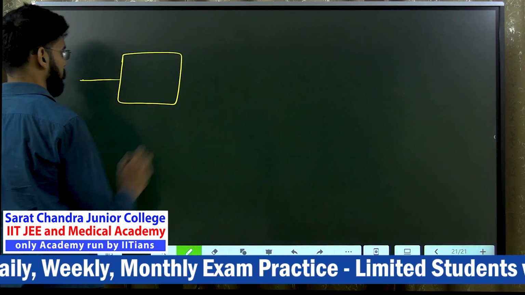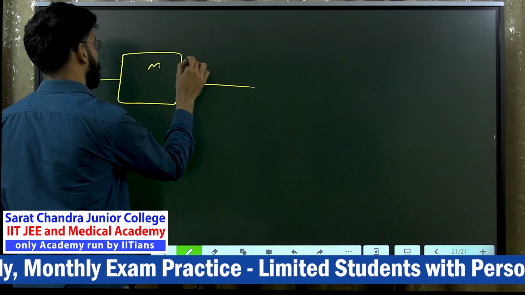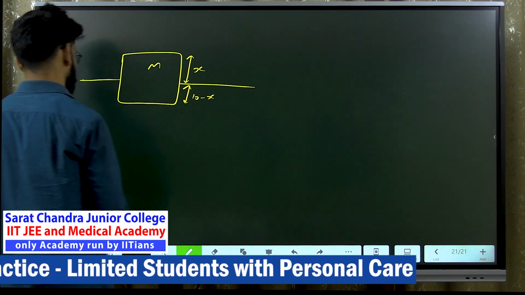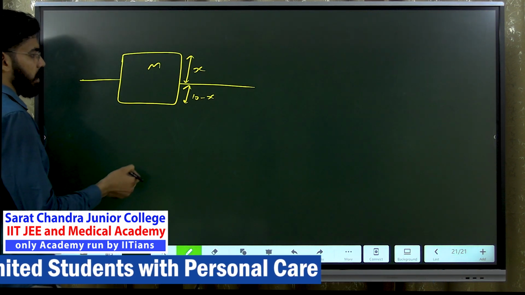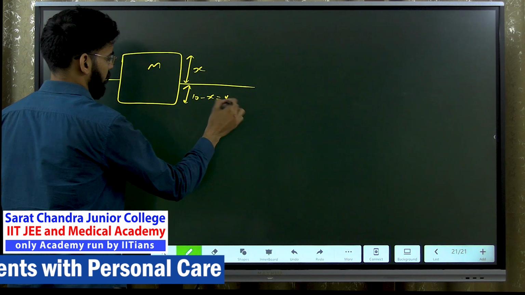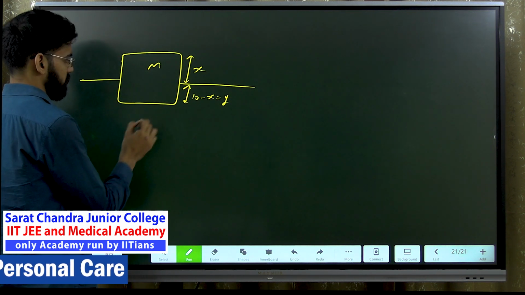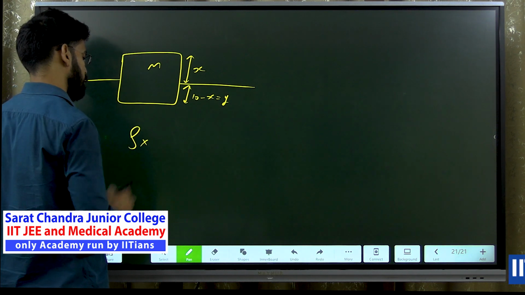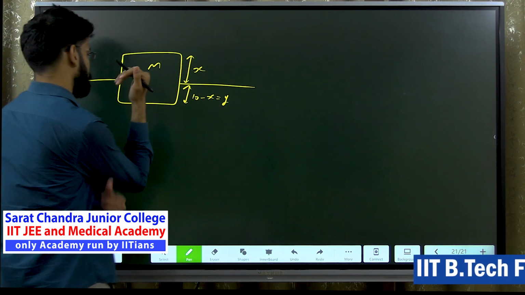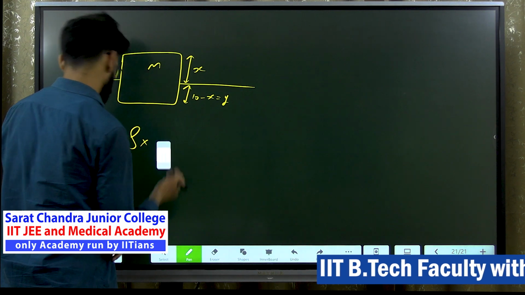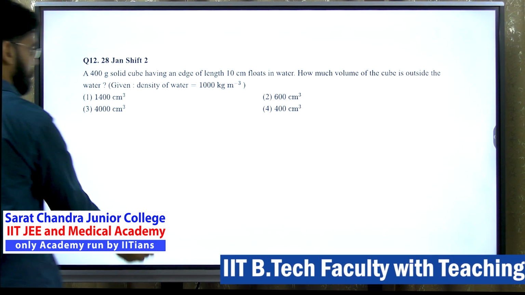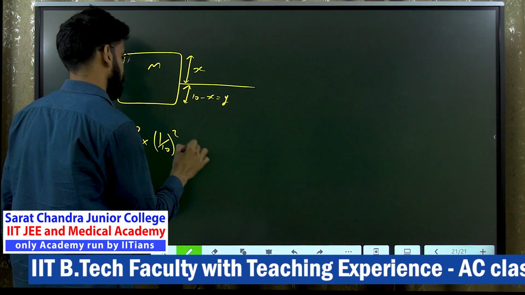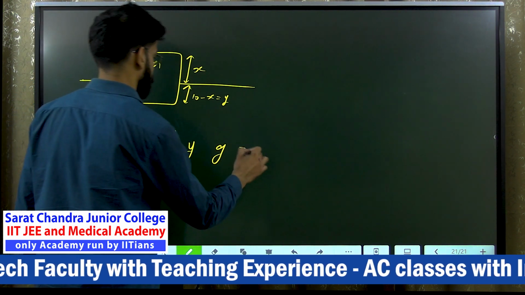A cube, mass is given as m. How much is outside? This is x, so inside is 10 minus x. For the inside part you will apply buoyancy. Name the immersed depth y. What is the buoyancy? If you assume the base area is 10 square, the buoyancy is the density of the liquid into the volume inside the liquid. So the volume is 10 square centimeter, in meters that is 1 by 10 square into y. This is the volume inside, into g, equals mg.